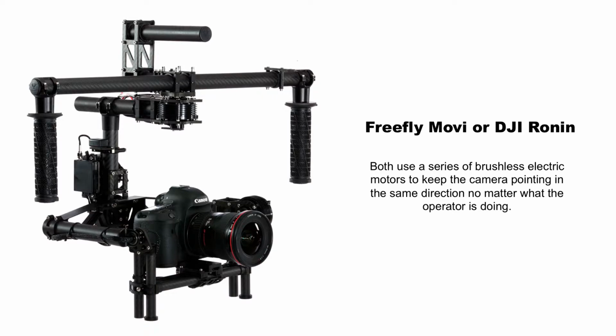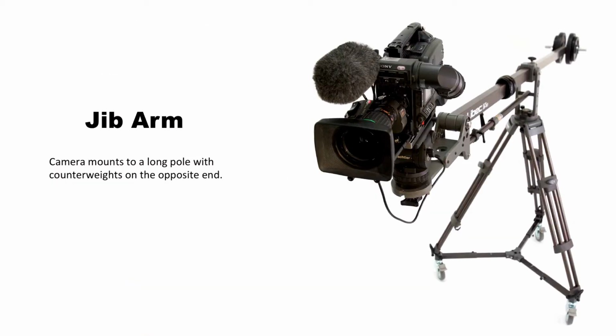So a new evolution of this, and this just came out, I'd say, really in the last 5 years at best. You've got a FreeFly Mobi or a DJI Ronin. These are two just different brands, but they use a series of motors to give tilt and yaw to the camera to keep the angle of shooting exactly the same no matter where the operator is running. So this is another way of doing this.